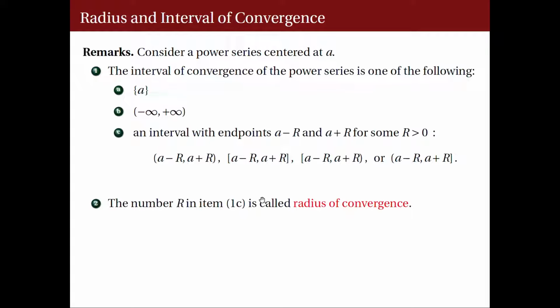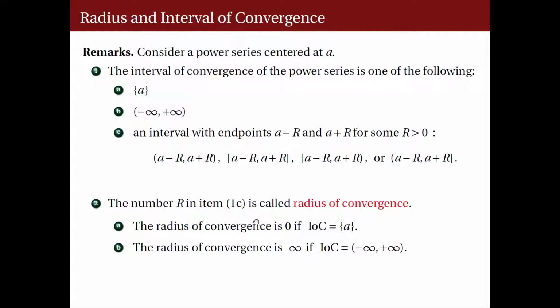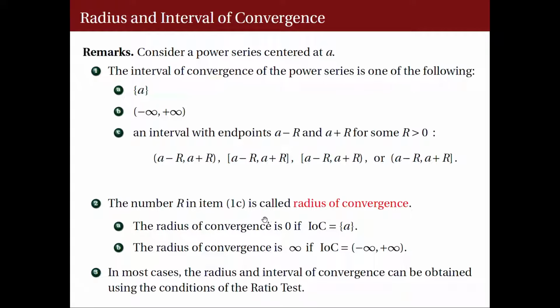The positive number r in item C is called the radius of convergence of a power series. The radius of convergence is 0 if IOC is the set containing a, and the radius of convergence is positive infinity if IOC is from negative infinity to positive infinity. Now, our problem is how to find the radius of convergence and interval of convergence of a power series. In most cases, the radius and interval of convergence can be obtained using the conditions of the ratio test.